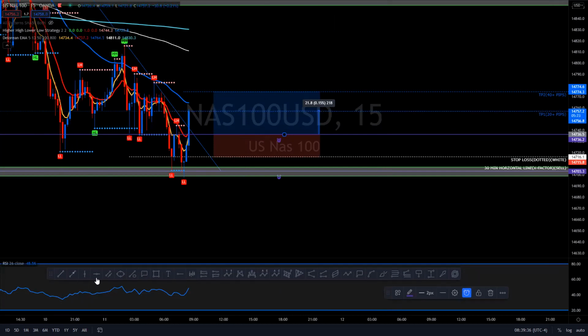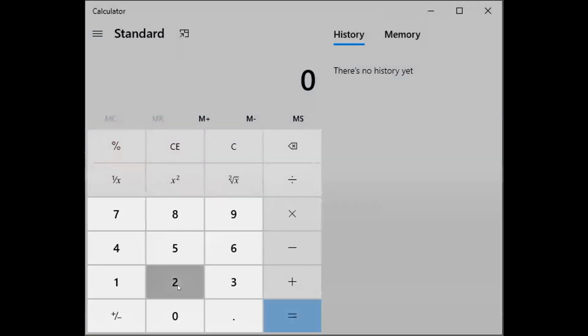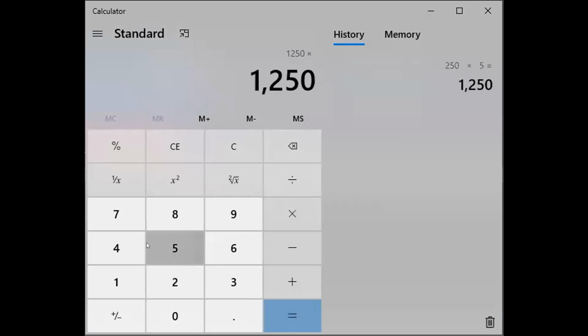So my goal is to make at least $250 a day or more in NAS. Because if you do that type of math, I want to show you guys this real quick. $250 in NAS, times that by 5 days, times that by 4 weeks, $5 grand. So that's very good money. So let's go back to the chart.